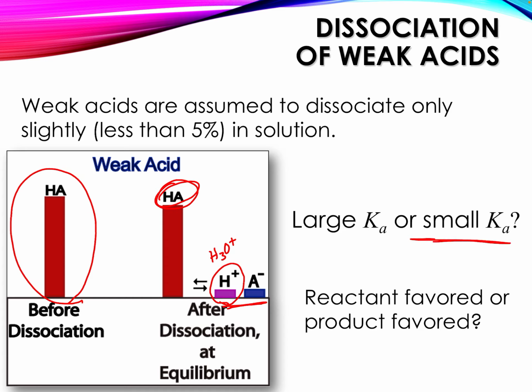So this means that we are going to have a very small Ka. At equilibrium, most of our weak acid is still weak acid. It made very little product in this case, very little hydronium and conjugate base. So we would say that this is reactant favored. Whereas when we were looking at strong acids, they had a very large Ka. We said that they're so large that usually we don't even bother to measure them because it doesn't matter. We assume that they completely dissociate. And so strong acids would be product favored.